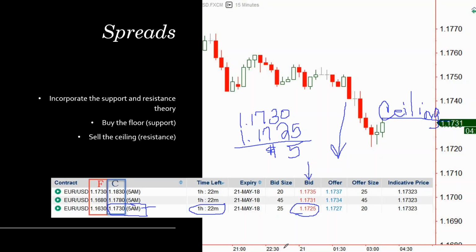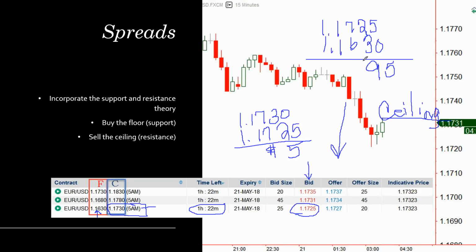What is your profit potential? In this case, you would subtract your entry price, which was $117.25, from the floor, which is going to limit your profit. So that would be $116.30, or $95. Does everybody understand that?